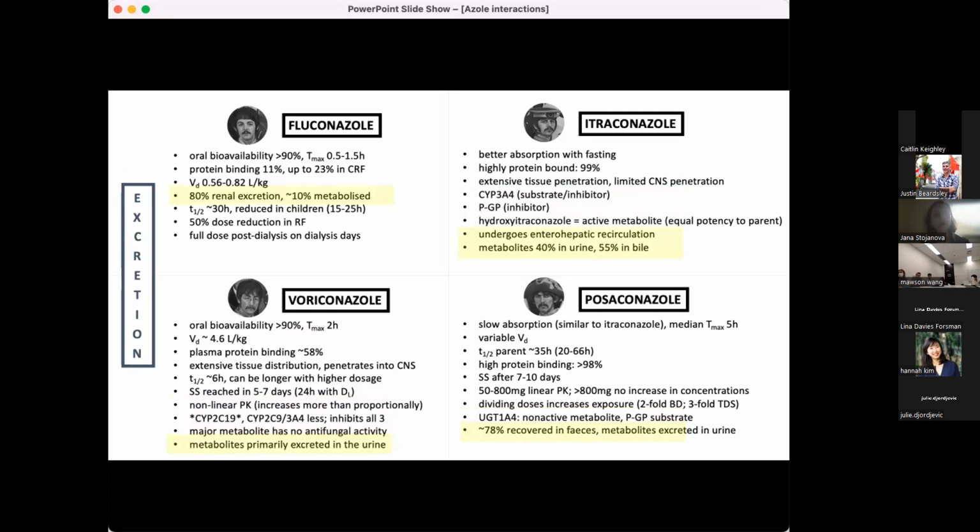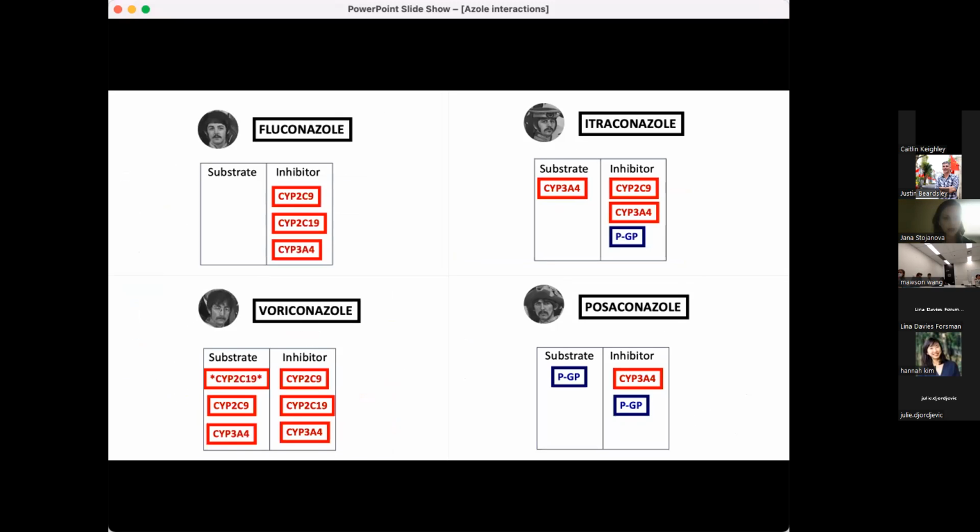Itraconazole undergoes enterohepatic recirculation, possibly suggesting an involvement of microbiota in its pharmacokinetics. We also see differences in excretion, whether it's excreted in urine or in bile as well. Here we see the predominant enzymes affecting these drugs. The thing to note here is that these drugs are substrates and inhibitors, often of the same enzyme. Another thing to note is that they're all inhibitors of CYP3A4.